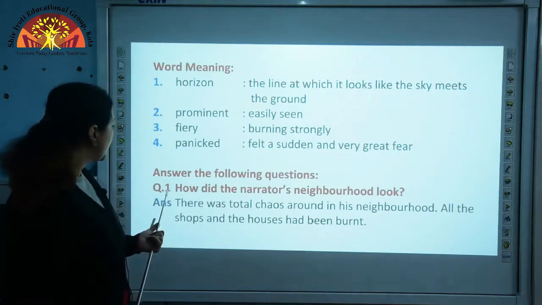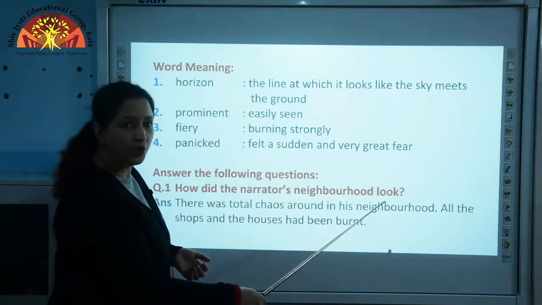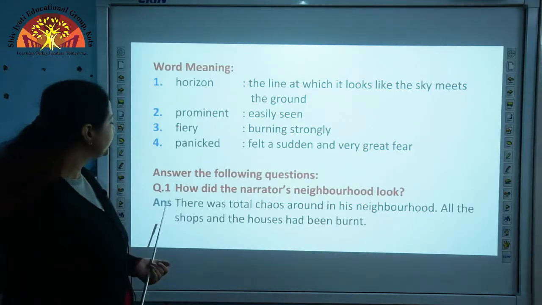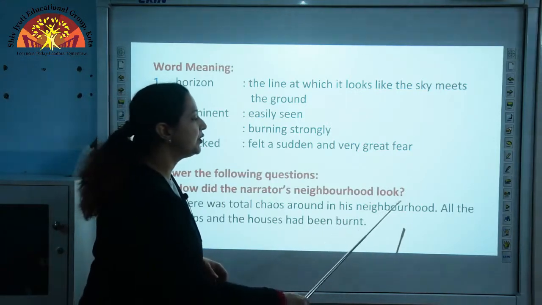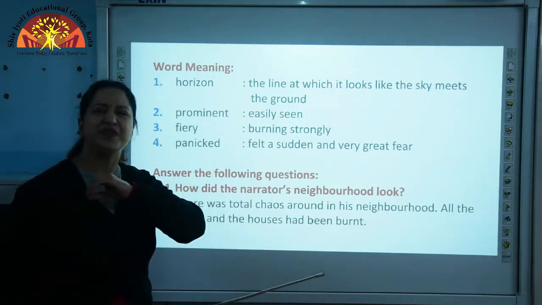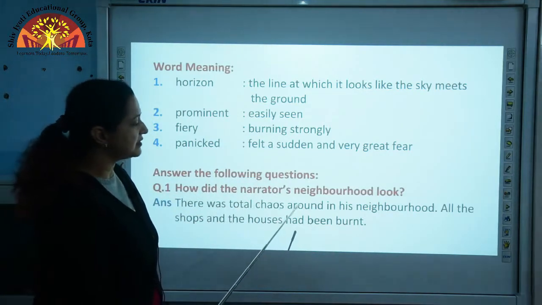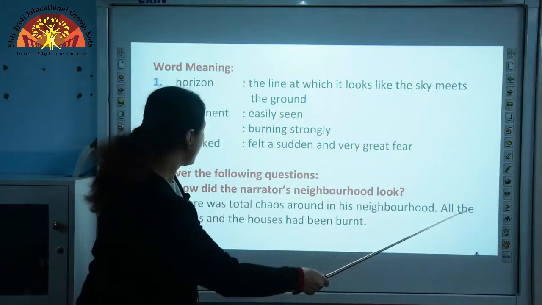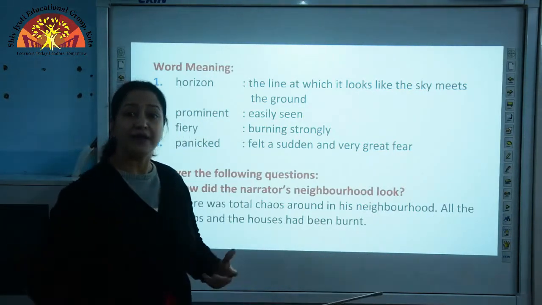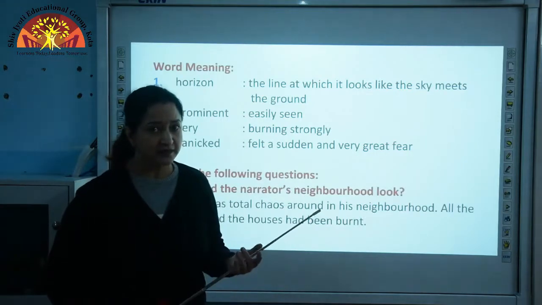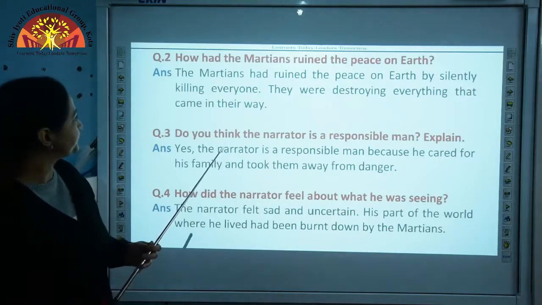Now let's move to question and answers. Question number 1, how did the narrator's neighborhood look? So let's see the answer. There was total chaos around in his neighborhood. Chaos means everything is very disturbed. So there was total chaos around in his neighborhood. All the shops and the houses had been burnt. Why? Because Martians attacked the earth.